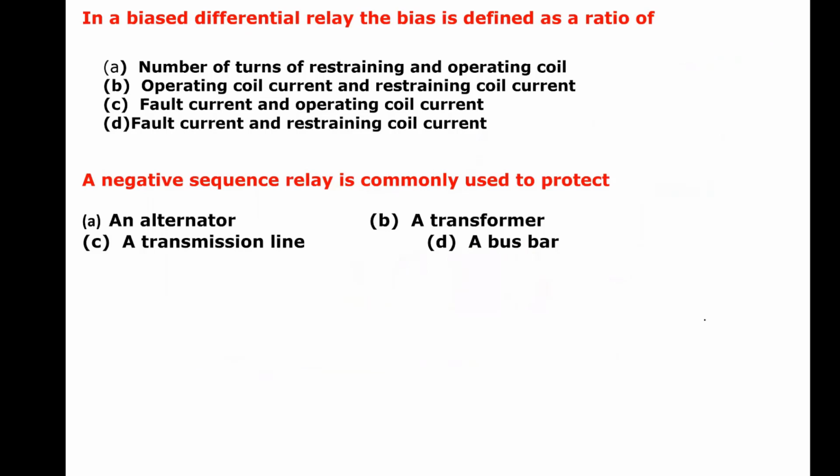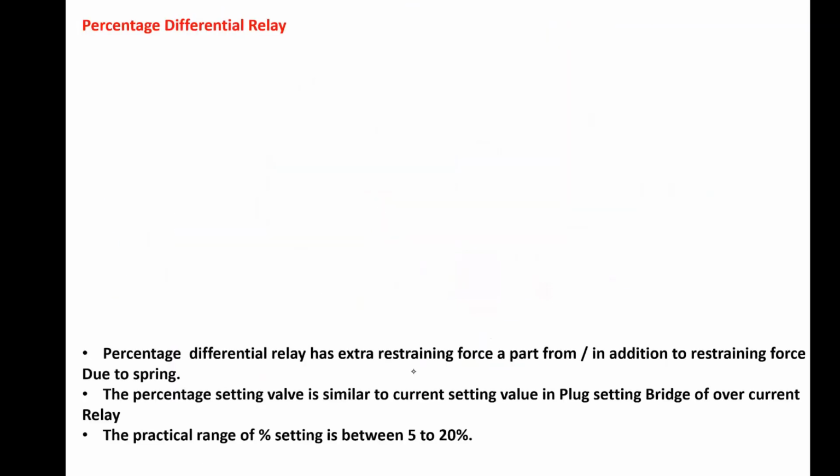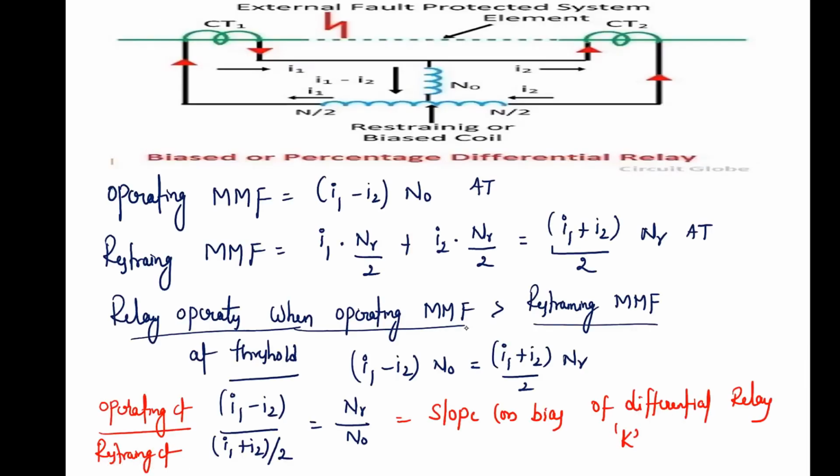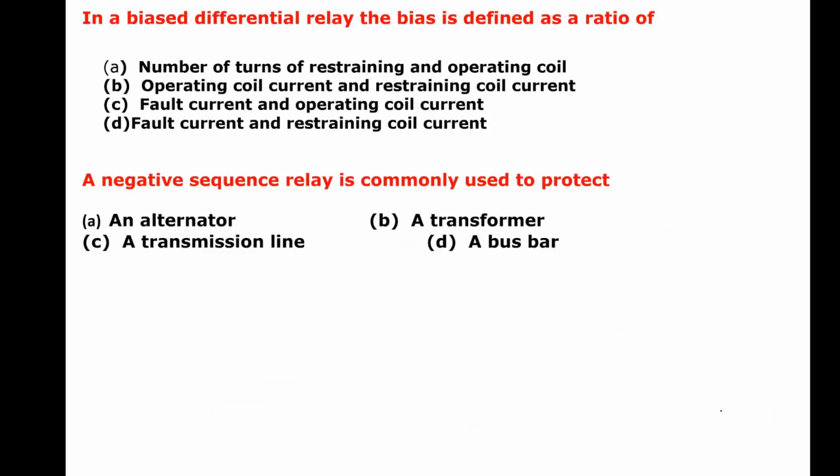In a biased differential relay, biased means percentage differential relay, bias is defined as restraining coil turns by operating coil turns. See what I have told you here. Slope or bias of a differential relay is operating current divided by restraining current. Or this is also correct, NR by NO. But the primary definition is operating current divided by restraining current. Both 1 and 2 are correct, but to be very precise, it is the ratio of operating current to restraining current.